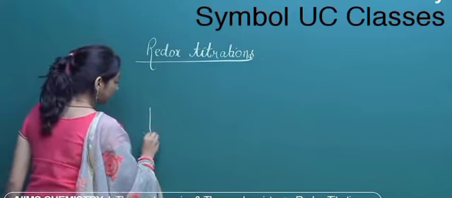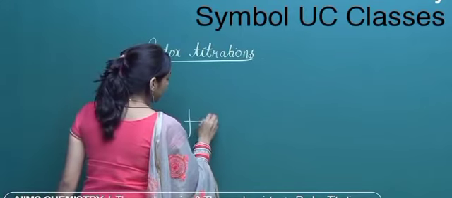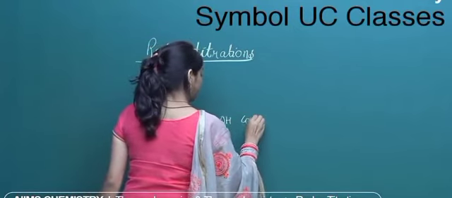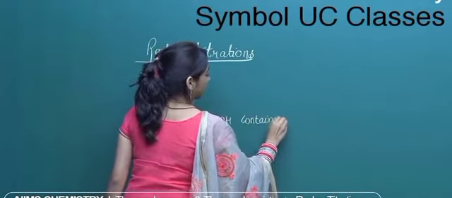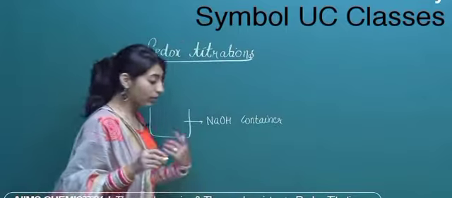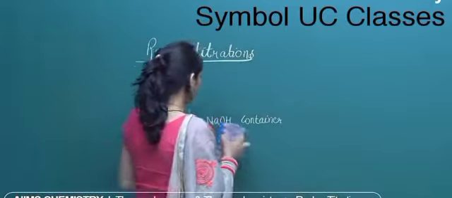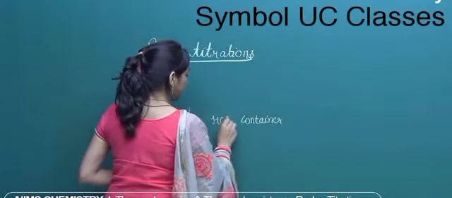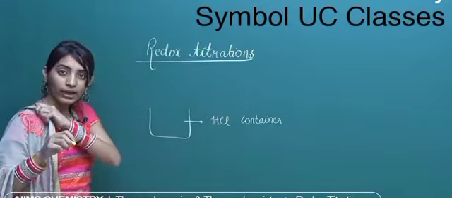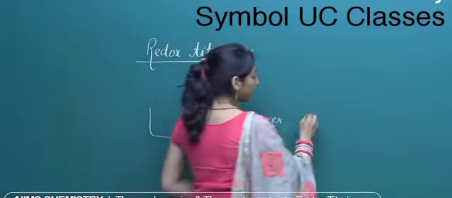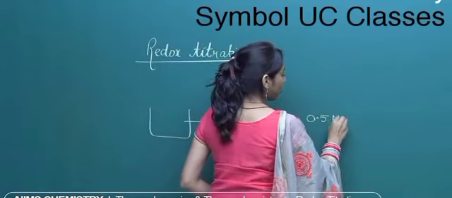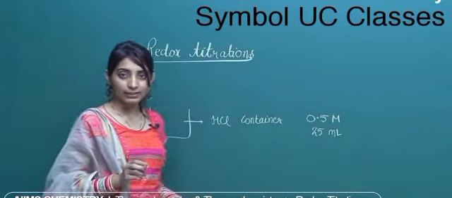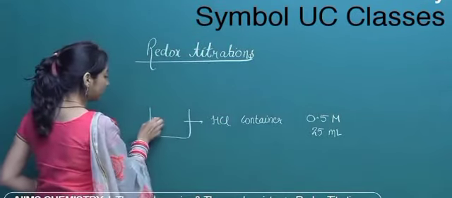For example, if I do this experiment, let's say I have taken NaOH in a container. Okay, so I have taken NaOH in a container, or let us say I have taken HCl in a container. This is just a random experiment I am doing. So I have taken HCl in a container, and the molarity of HCl is given to me as 0.5 molar, and I have taken 25 ml of that particular HCl. So this is there in this container.